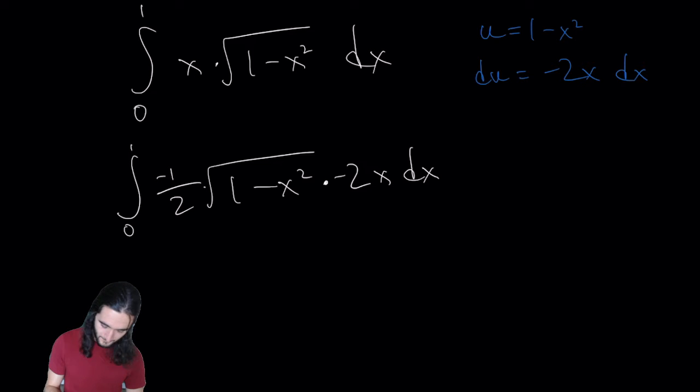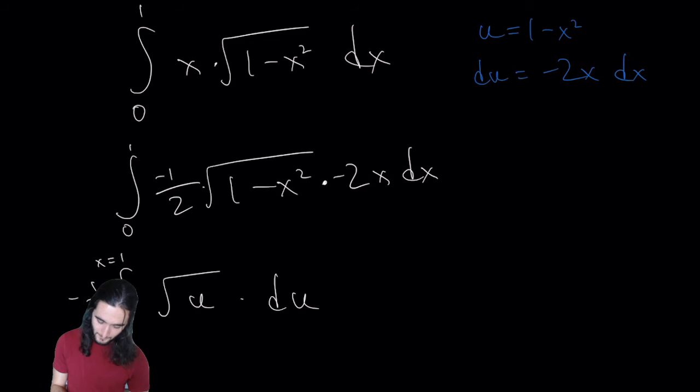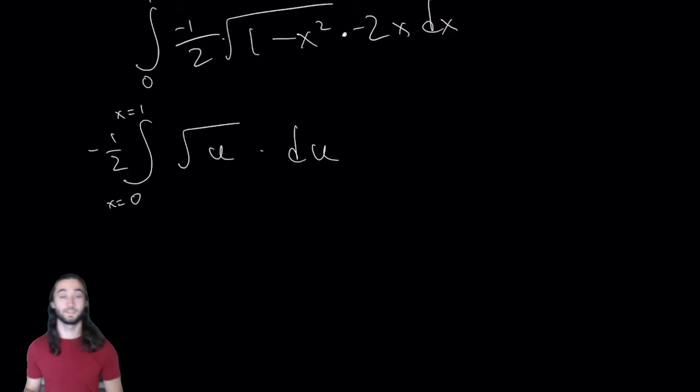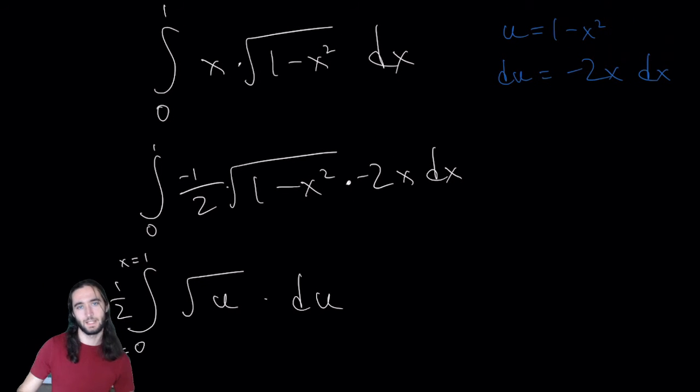Consequently, I can make the switch on my integral. I can pull the negative 1/2 out. This is now the square root of u du, right? This was the square root of u inside there, and then this here was my du. So yeah. Now notice the bounds are still in my old variable, right? It's important to keep that in mind.